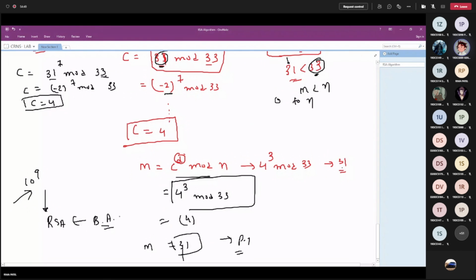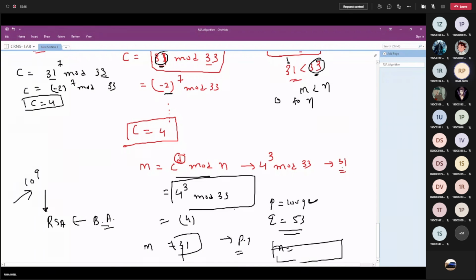Ma'am, can you assume P as 1009 and Q as 53? Yes, we can assume. Can we try that then? Yes, you can. Q is 53. You find n. What will be the value of n? Is this a prime number? Yes, ma'am. Okay, 1009 and 53. So this is your homework example.